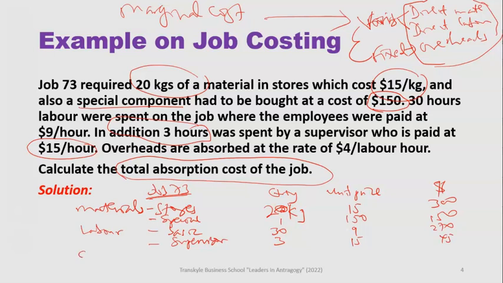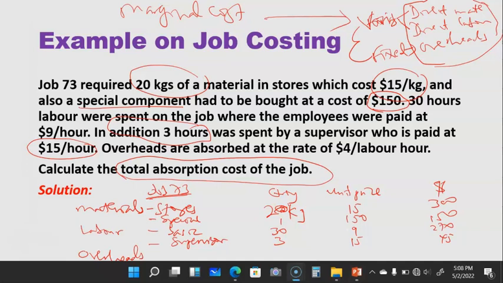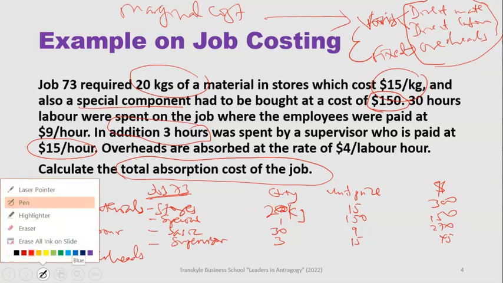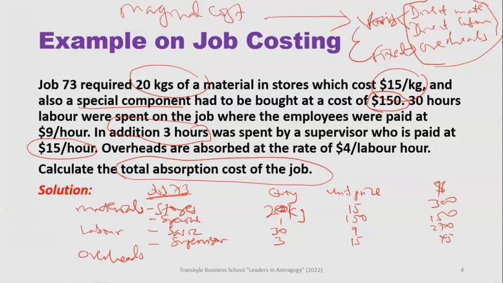Alright, then we have to worry about the overhead. Now, for the overhead, this is where we need to be very, very careful. Okay, we are told here that overheads are absorbed at the rate of $4 per labor hour.